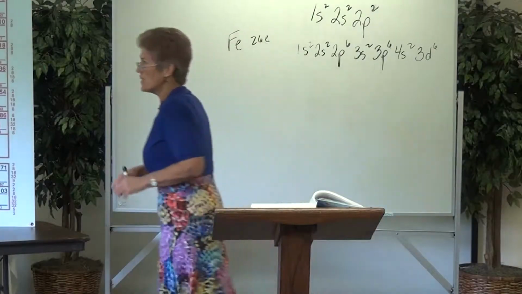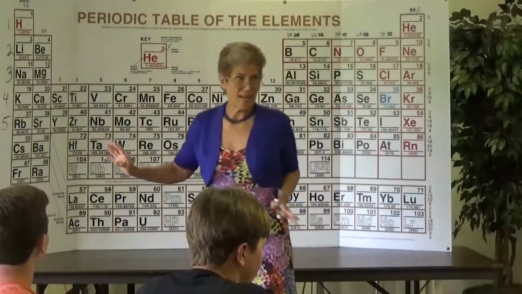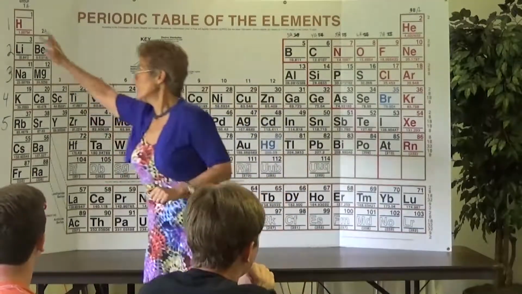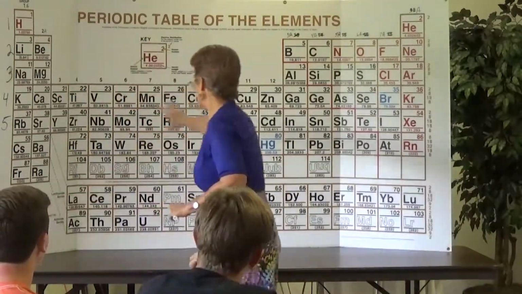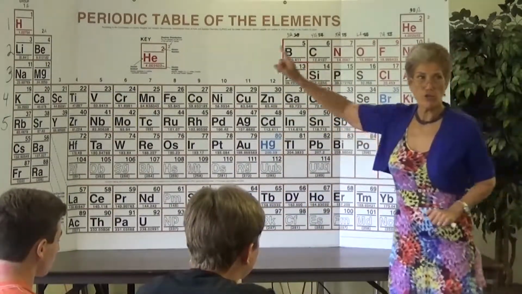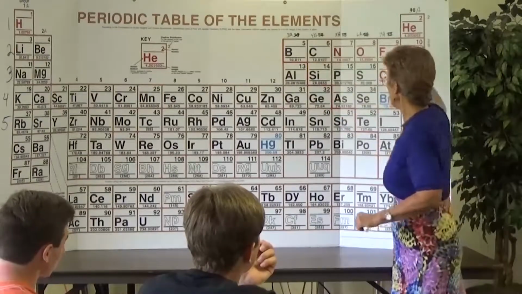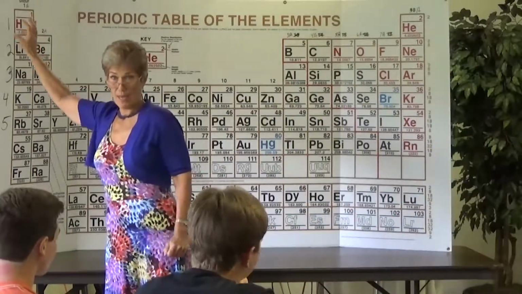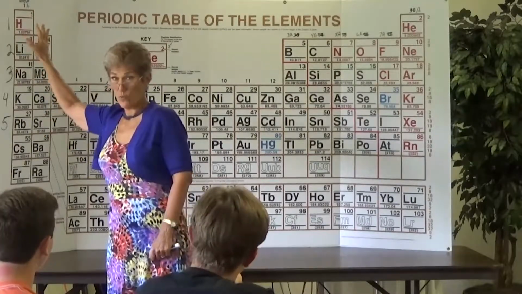What J tells you is this. The chart is set up so that you can do these electron configurations very easily. This is your s orbitals, that's your d orbitals, and this is your p orbitals. If you use your periodic table from left to right, that's why he takes helium and sticks it over here, because helium is just filling an s orbital.